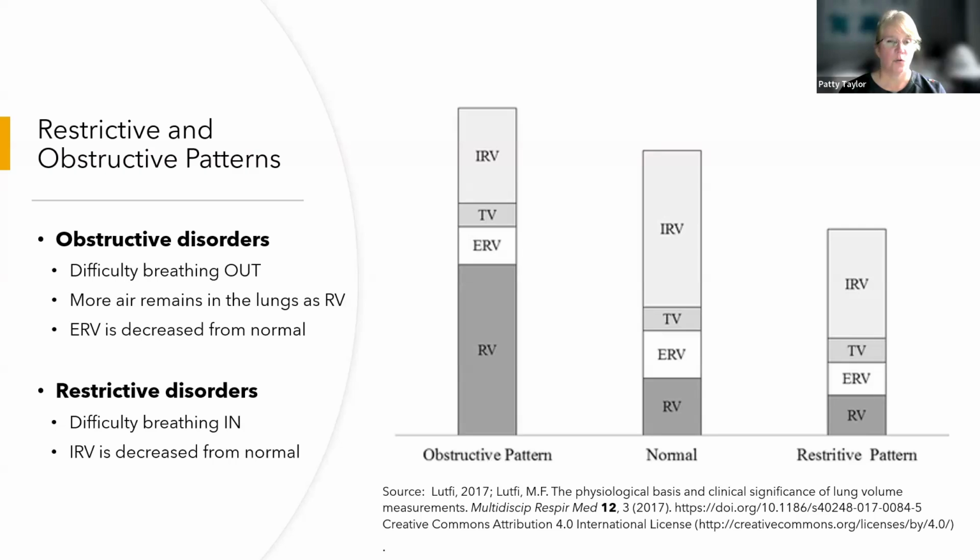Now let's do the other side. Restrictive disorders restrict airflow in. Pulmonary fibrosis, obesity, for instance, can restrict airflow in. So the difficulty here is breathing in, going back to those 4 volumes. The case where we're trying to bring as much air into the lungs as we can is IRV. So if we're restricting inflow, we're restricting or reducing the inspiratory reserve volume.